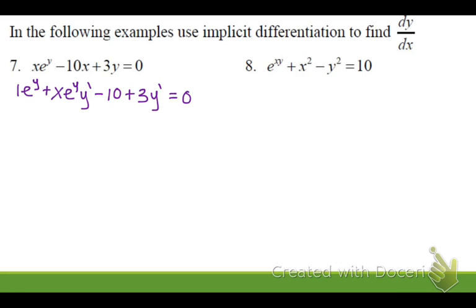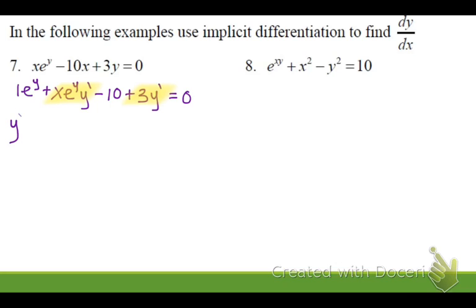Here are the two terms that have a y prime. So I'm going to leave these on the left-hand side of the equation, and I'm going to move everything else to the right-hand side of the equation because my goal is to factor out the y prime to get the y prime by itself. So I'm going to leave these here and move the e to the y and the 10 over to the other side.